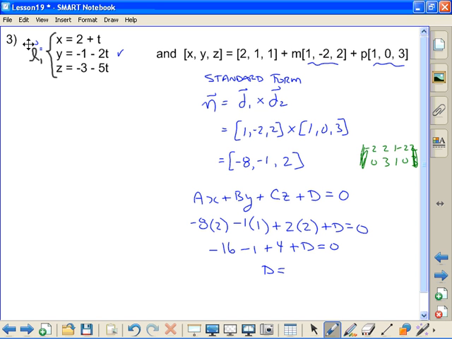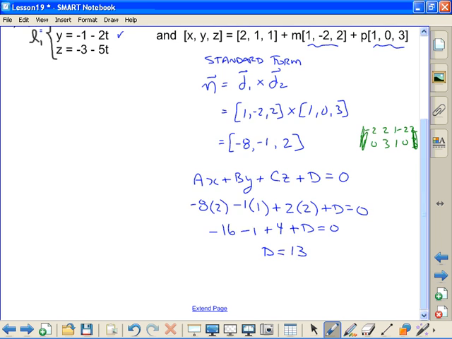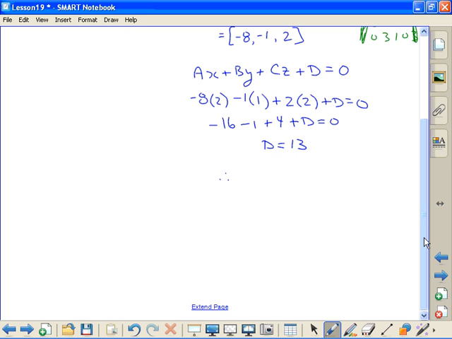So D will equal, so what do we end up with here? Negative 12, negative 13, 13. So there's our constant. So all we have at this point is the equation of our plane: negative 8x minus y plus 2z plus 13 equals 0. So we haven't even got to do the substitution yet to determine that point.